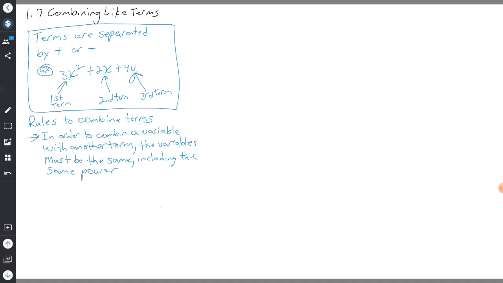So in order to combine a variable with another term, the variables must be the same, and that's including the same power. So the variables must be the same variables, and that's including the same power.